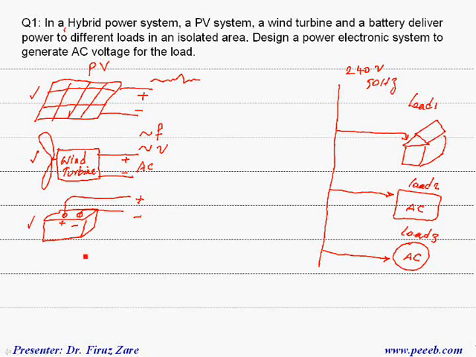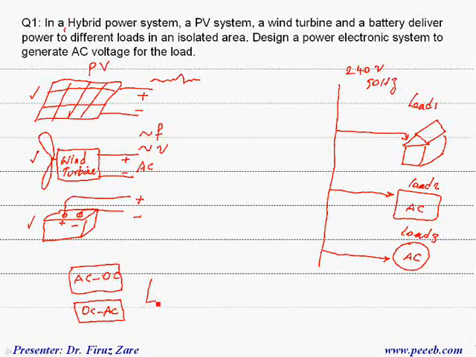So the case is that we have different types of power converters. For example, we have AC to DC, we have DC to AC, and we also have DC to DC. So think about it for 5-10 minutes and try to connect one of these power converters between the source and load and try to find the power electronic system for this configuration.